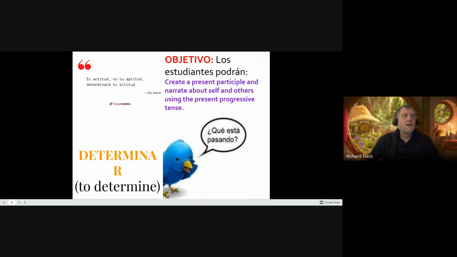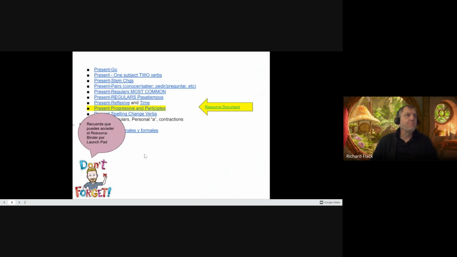And our quote of the day, la cita, dice, tu actitud, no tu aptitud, determinará tu altitud. Your attitude, not your aptitude, your ability, will determine your altitude, how high, how far you can go. So let's have a positive attitude so that we can fly high.